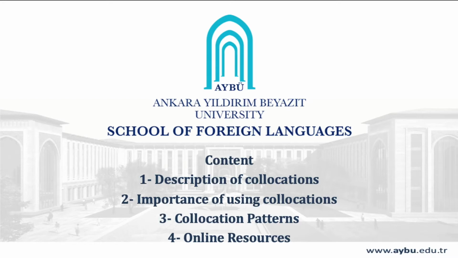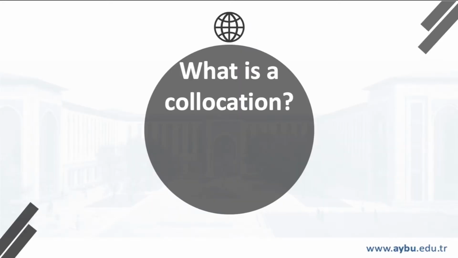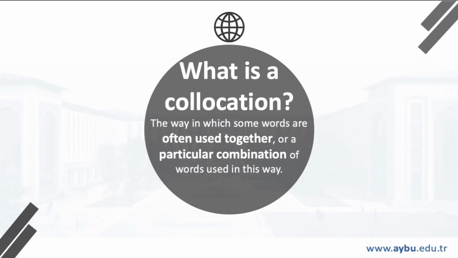To start with, let's talk about the description of collocation. A collocation is the way in which some words are often used together, or a particular combination of words used in this way. As you can understand from the description, these words generally go together.